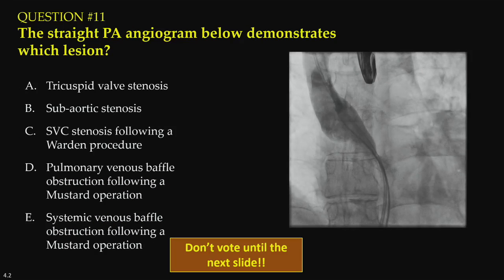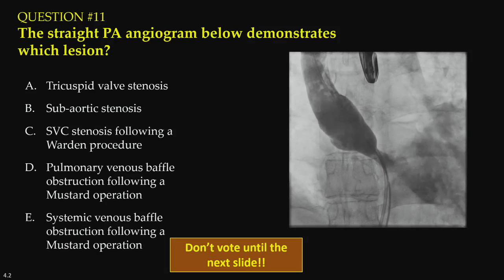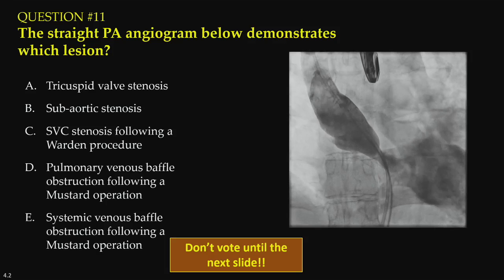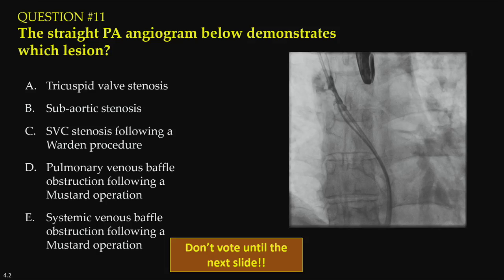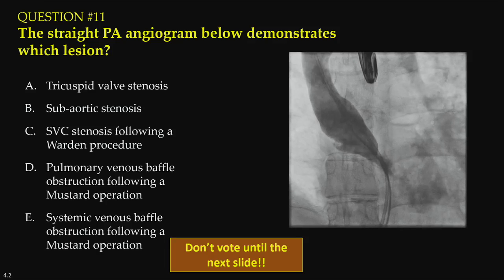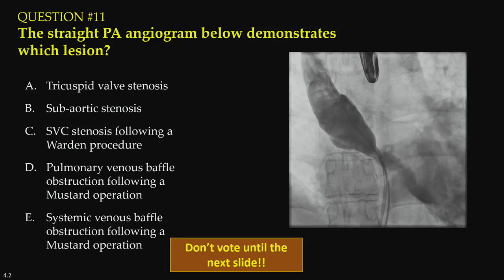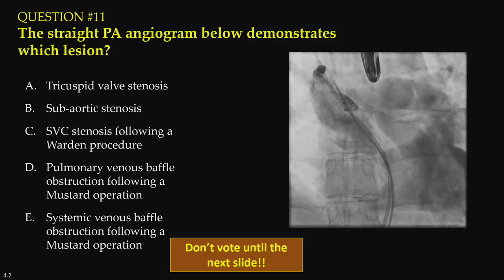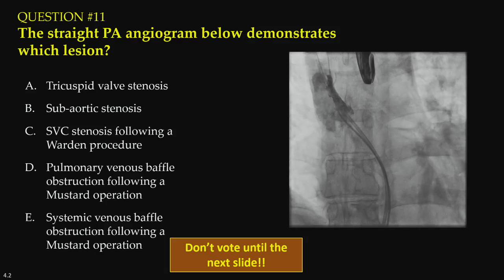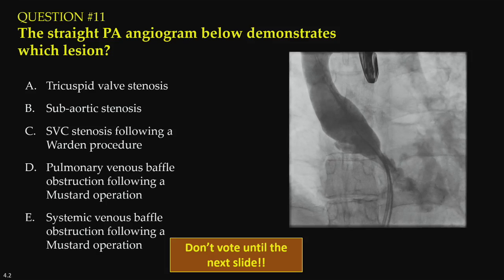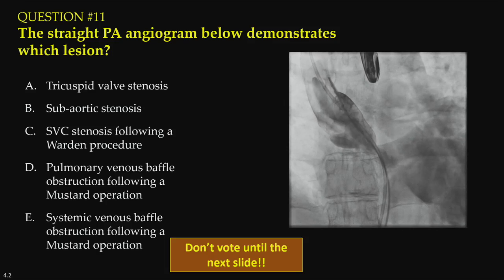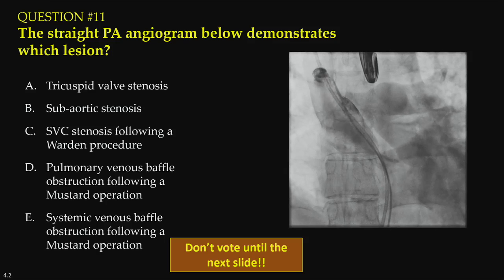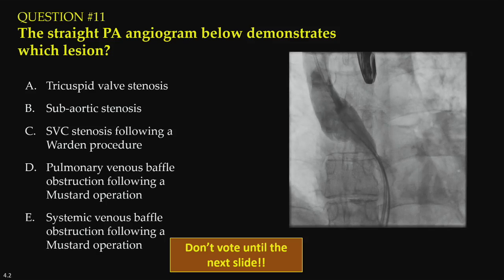Okay, so don't vote on this. Just take a look at this and look at the options. The straight PA angiogram below demonstrates which lesion? Tricuspid valve stenosis, subaortic stenosis, SVC stenosis following a Warden procedure, pulmonary venous baffle obstruction following a Mustard, or systemic venous baffle obstruction following a Mustard. So there's the angiogram. Just look at it one more time here, and then I'll go to the next slide, and you can vote.